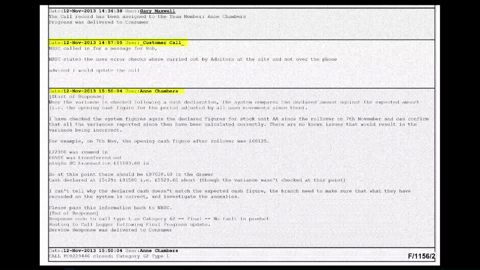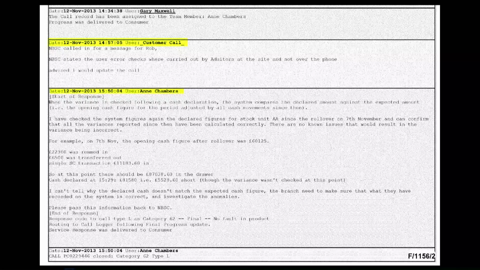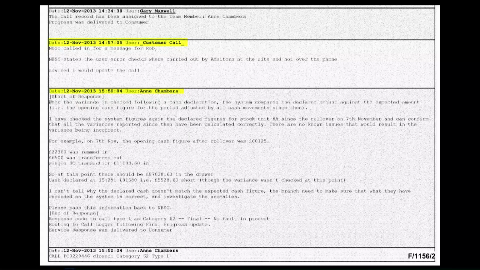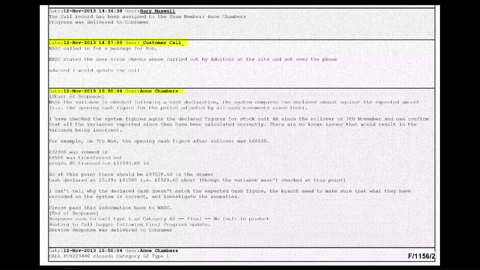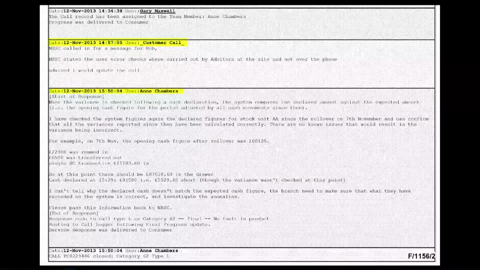And you say, when the variance is checked following a cash declaration, the system compares the declared amount against the expected amount, i.e. the opening cash figure for the period adjusted by all cash movements since then. I've checked the system figures and the declared figures for stock unit AA since the rollover on the 7th of November and can confirm that all the variances reported since then have been calculated correctly. There are no known issues that will result in the variance being incorrect.